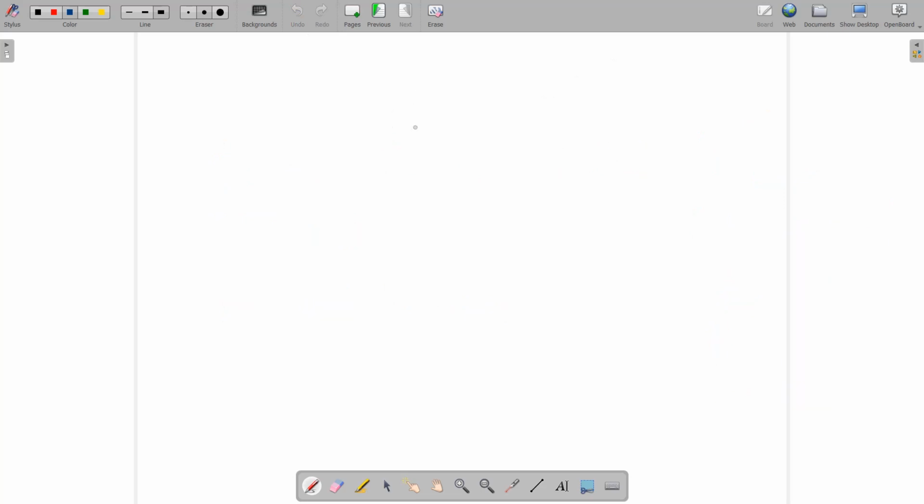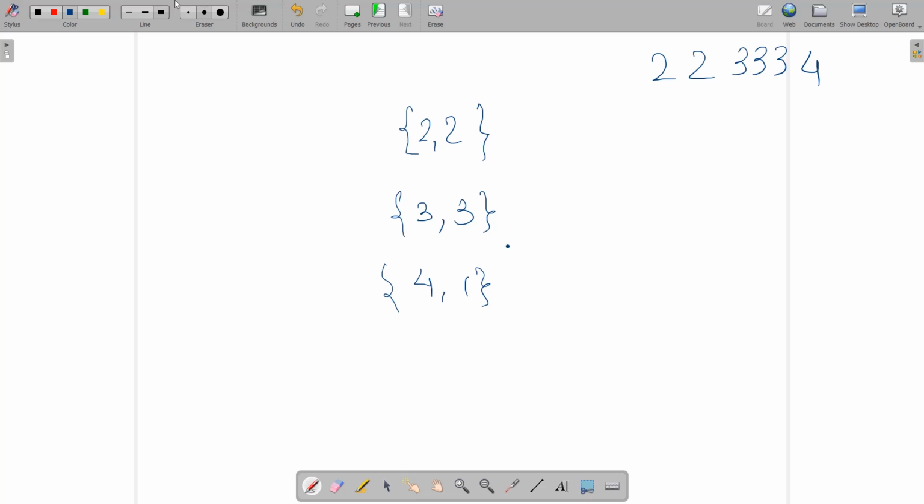So we have an array 2 comma 2, we have a 3 comma 3, and we have a 4 comma 1. Okay, so the actual array was actually 2 2, 3 3 3 and 4. Okay, so when we take the element comma its frequency and sort it, we will get this one. Now this will help us to understand how we will maximize the number of points.